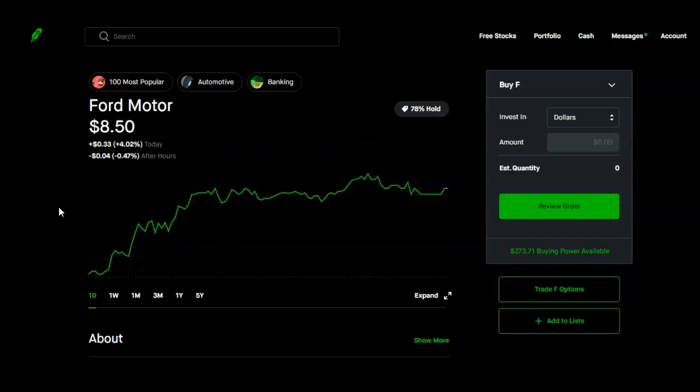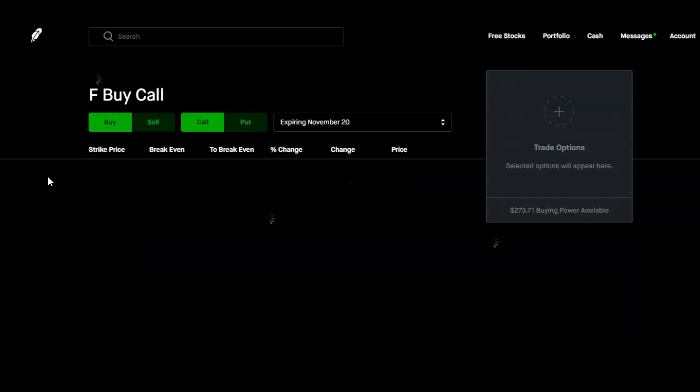So all you have to do is head over to Robinhood. For this example, I'm going to be on the desktop, but if you have Robinhood on your phone, you can follow along, and you just open up the app and head over to Ford, and then there's a button here. So on the desktop, you just click Trade F Options. So F, the ticker symbol for Ford stock, and then it's going to go over here. It's going to show the options chain.